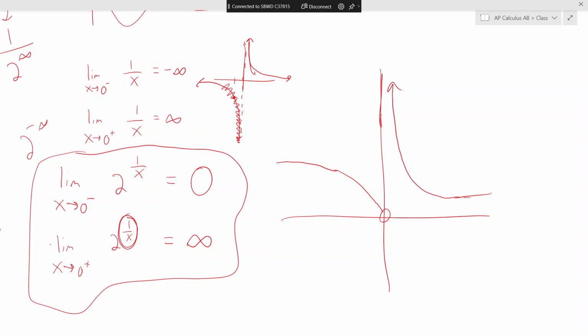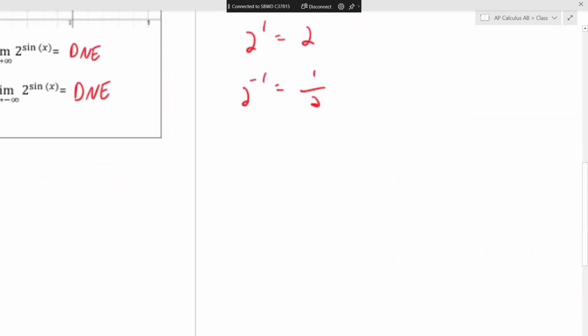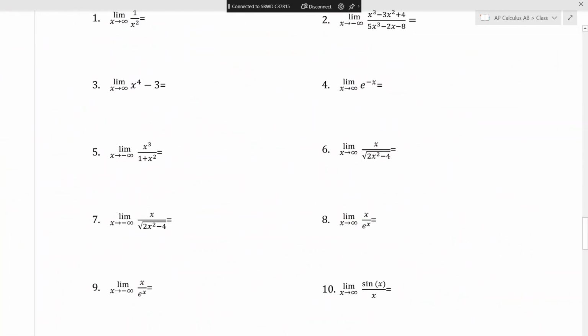Anyway, I hope that reasoning makes a little bit of sense. For homework, you've got some questions. They're all right here. Look at them all. Some are easy, some are weird. Try them out.